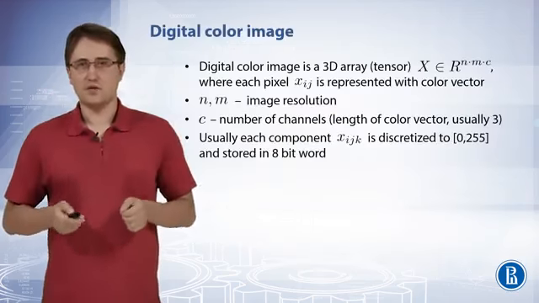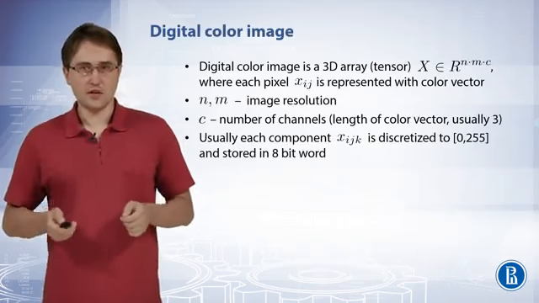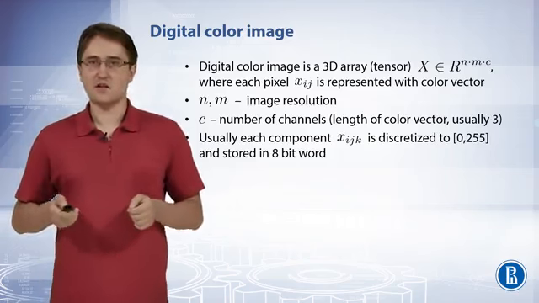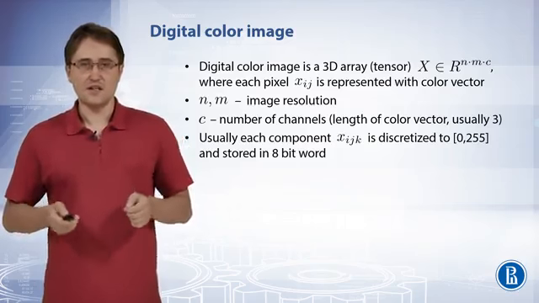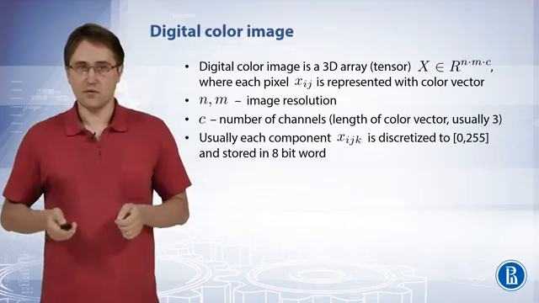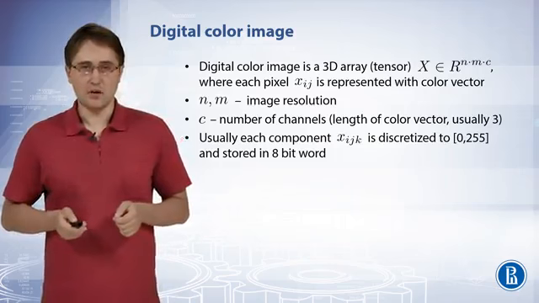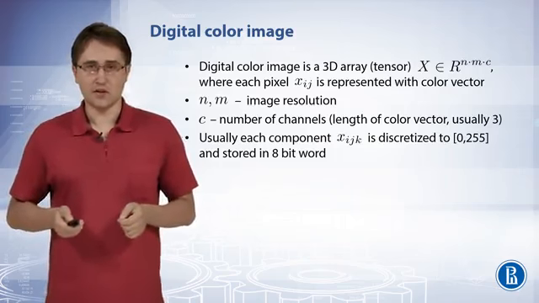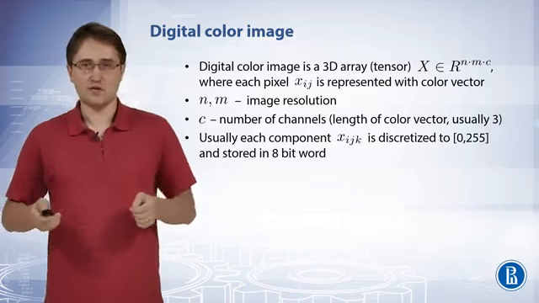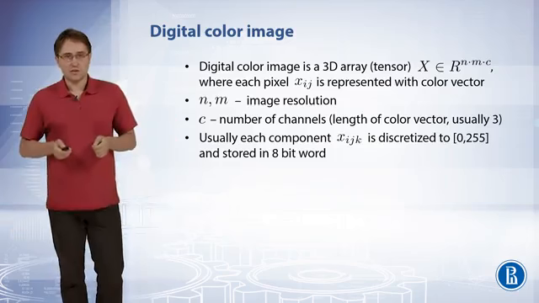Now we can understand what a digital color image is. A digital color image is a 3-dimensional array where each pixel with coordinates x, y is represented with a color vector of length c. C is the number of channels. Usually the number of channels is 3, for example for the RGB model or YIQ model or some other model. But the number of channels can be different. For example, we can try to store a full description of the spectrum, so the vector will be very large. But usually we have only 3 channels.